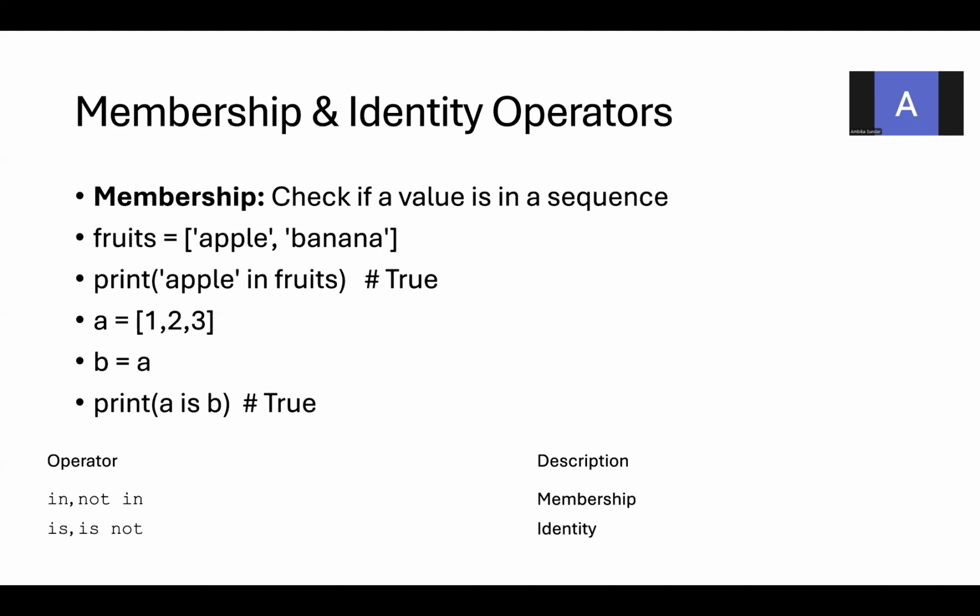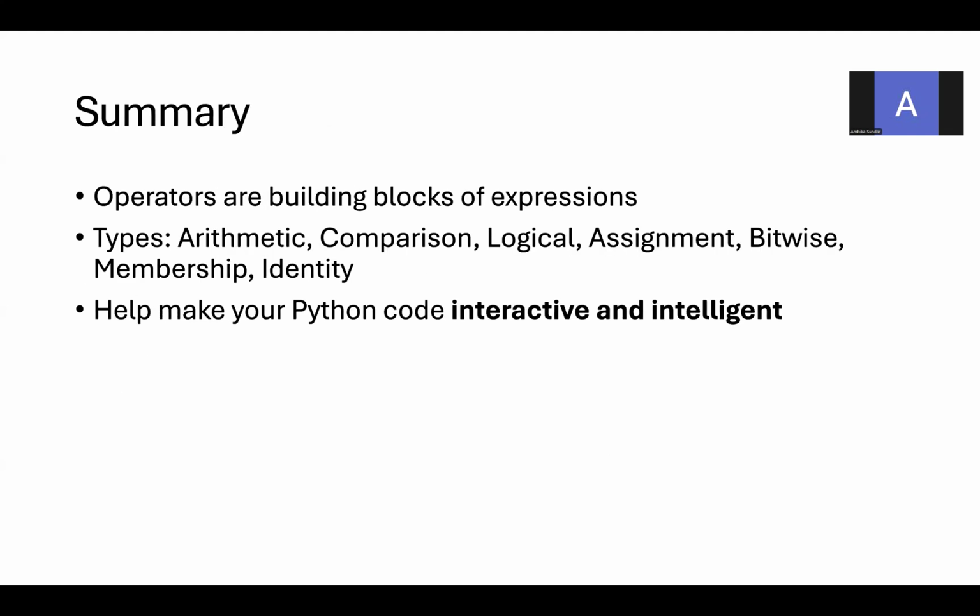In and not in belong to the membership operators. Is and is not belong to the identity operators. So operators are building blocks of expressions. They are arithmetic, comparison, logical, assignment, bitwise, membership, and identity. These are the different types of operators in Python.